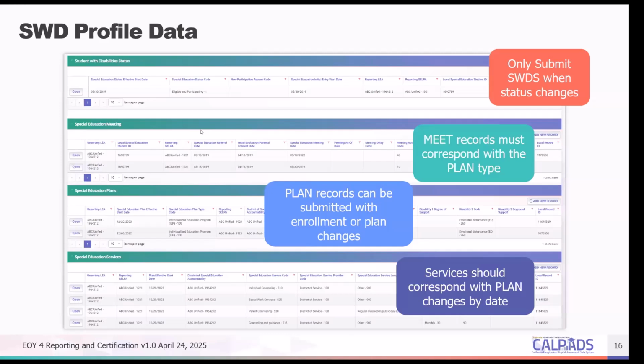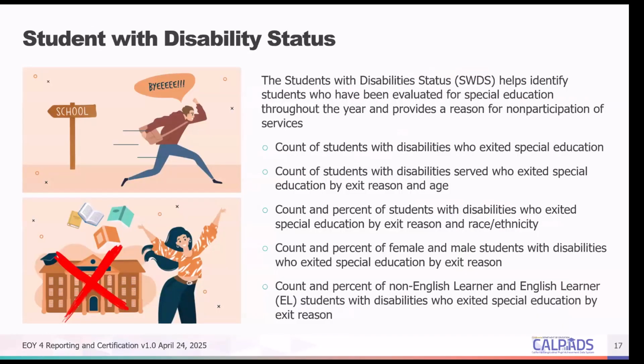So let's talk about the status. So the status helps identify students who have been evaluated for special education services and the results of those evaluations, right? The status goes a long way to provide count for students with disability who have exited post-secondary education. So again, that's the status and the non-participation reason. The count of students with disabilities who served and exited special education by exit reason and age. These counts are needed by IDEA, but they're also on your state performance plans, right? They're SPP indicators, state performance plan indicators, right?